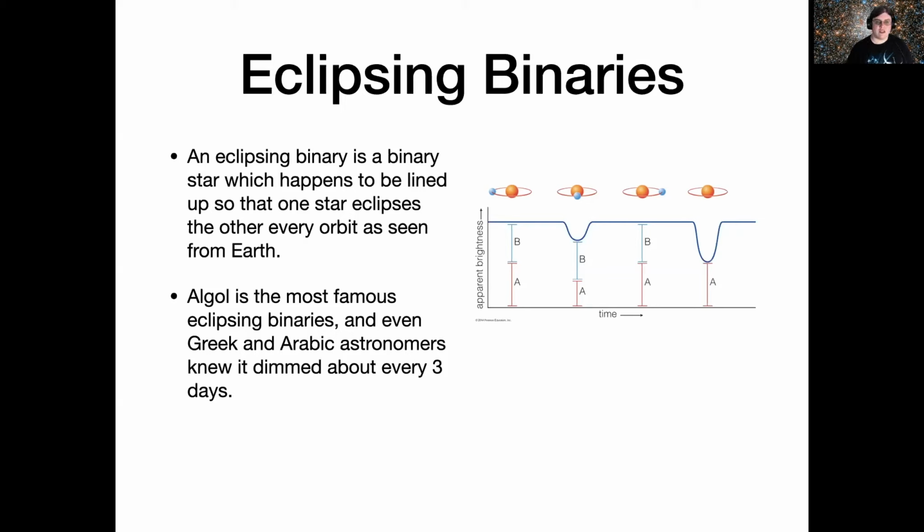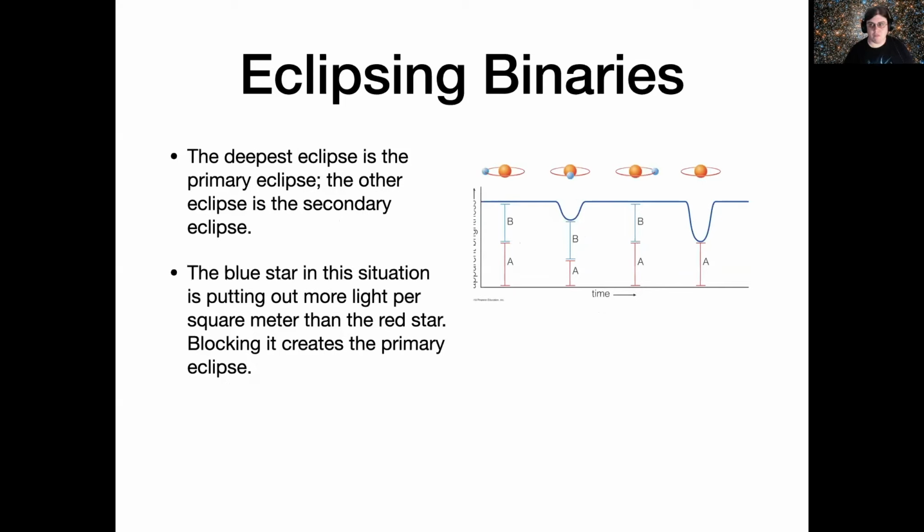In fact, the dimming they were seeing was just one star in front of the other blocking some of the light. So the top is what we'd see if we were close to Algol, close enough that we could tell there were two stars. The bottom is what we call a light curve. A light curve is basically just measuring how bright a star is with respect to time. We're just graphing how bright this thing is.